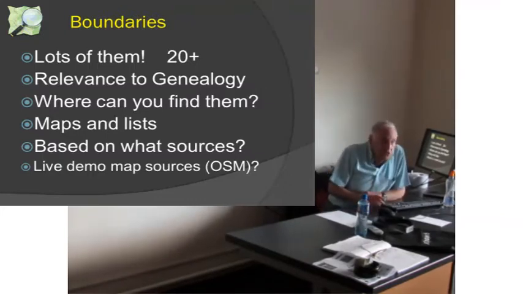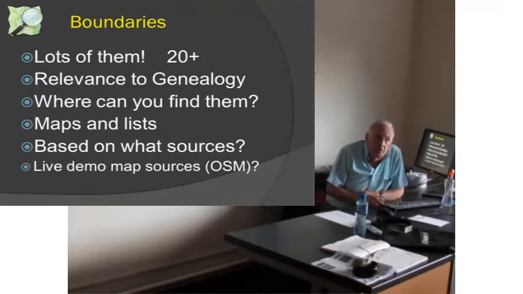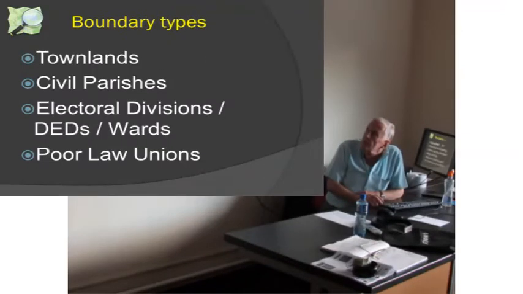And what the sources were for providing some of the boundary information. If the Wi-Fi stays working, we'll have a look at quite a number of pages showing some of the old 1930 and 1912 maps and some older ones maybe too. I said there were 20 types.